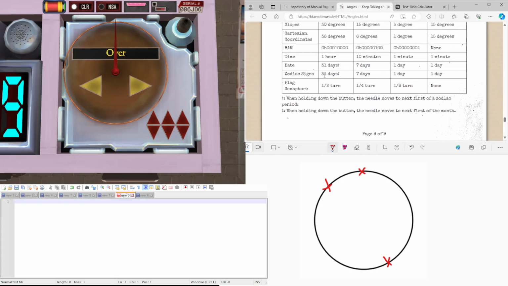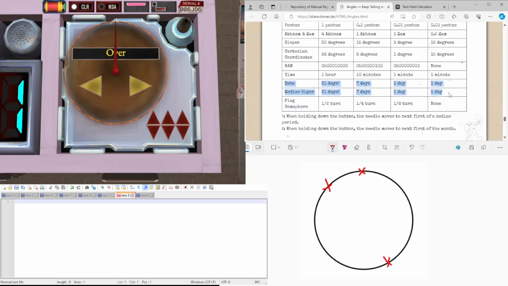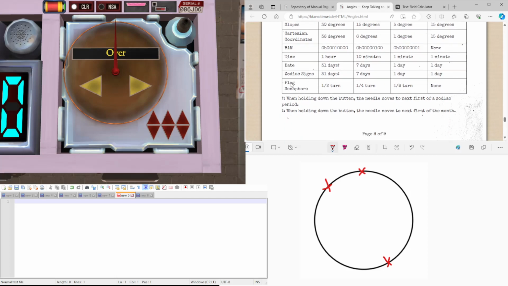The zodiac signs and date are actually exactly the same. But the holding condition is different for each of them. When I hold down the button, the needle moves to the first of the month for the zodiac one, but moves to the first zodiac period for the other one for the dates. So basically the opposite way round to what they show.